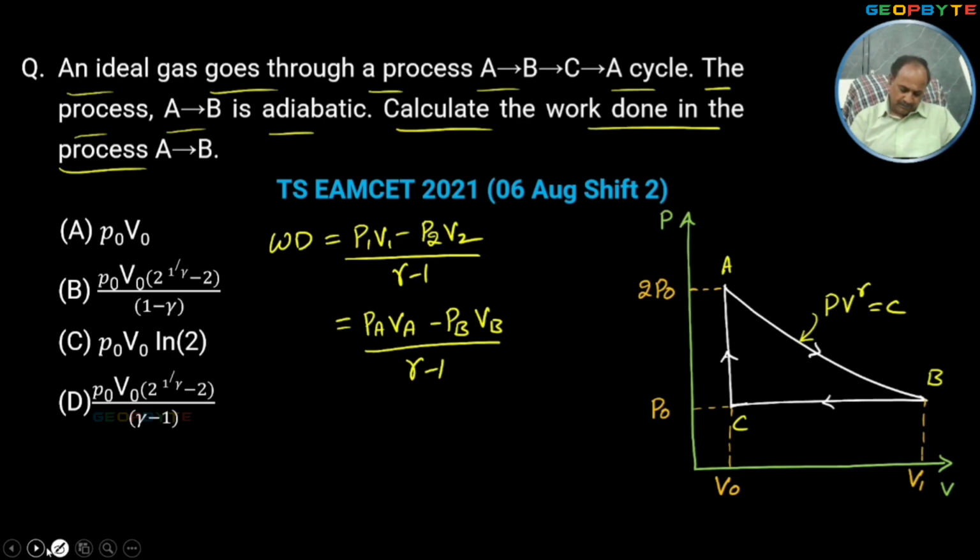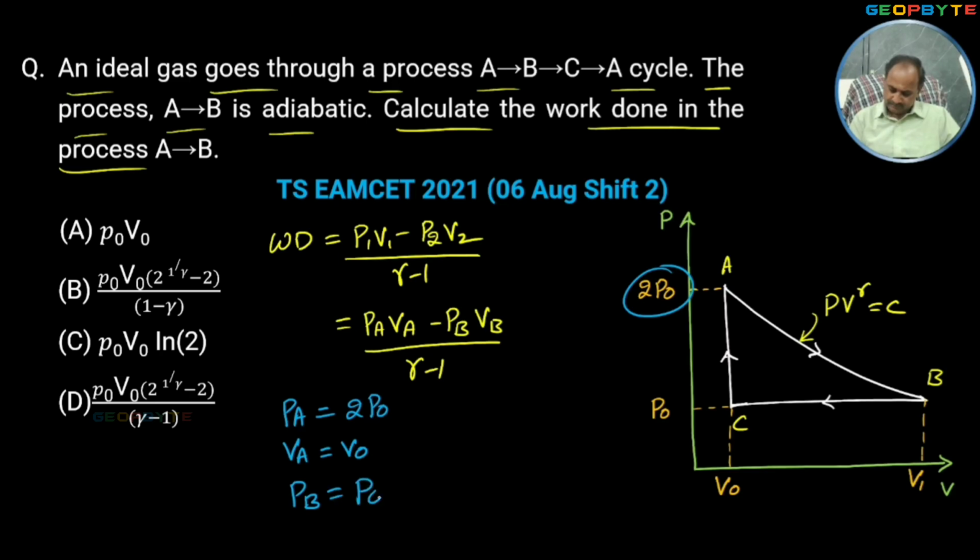Here look at the PA value. PA value is 2P naught. VA value is V naught. PB value is P naught. For deciding the work done, it is better to find VB, that is V1, in terms of V naught. Further, the adiabatic rule is PA VA power gamma equal to PB VB power gamma.